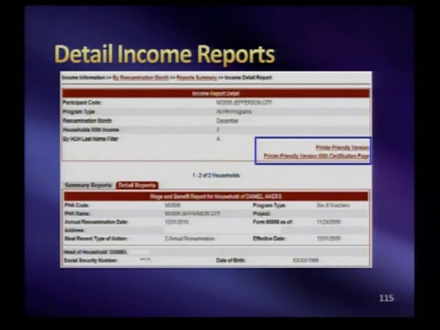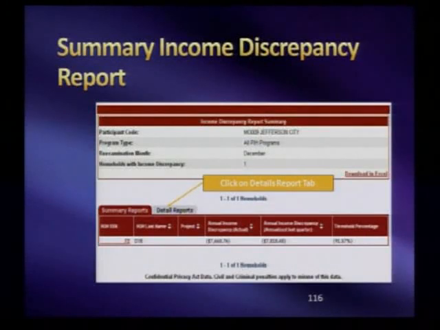And then here's your detailed income report. Notice that in the blue box here, you can print the reports, just the reports, in a printer-friendly version, print basically 50 reports at one time, or you can print the report with the optional certification page. If you're going to use the certification page in your process, you can actually now get a new window that opens up with the income report, and the certification page is the last page of the income report for the household. And then here's your summary income discrepancy report.